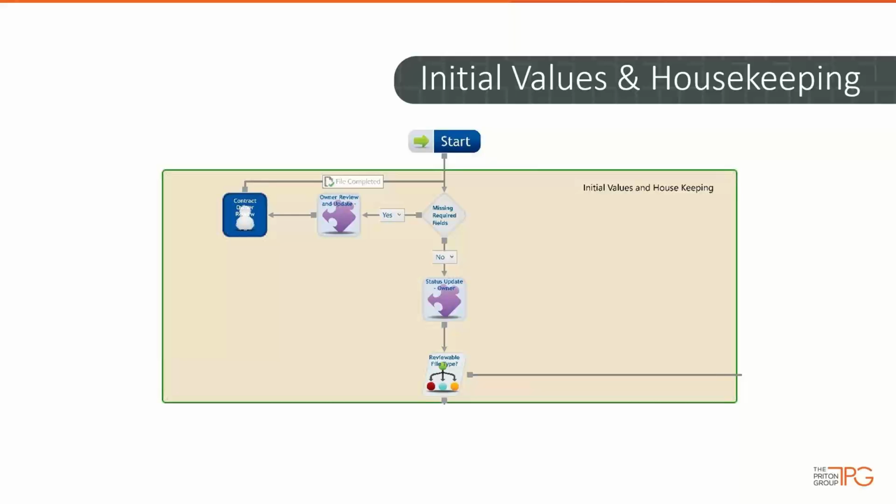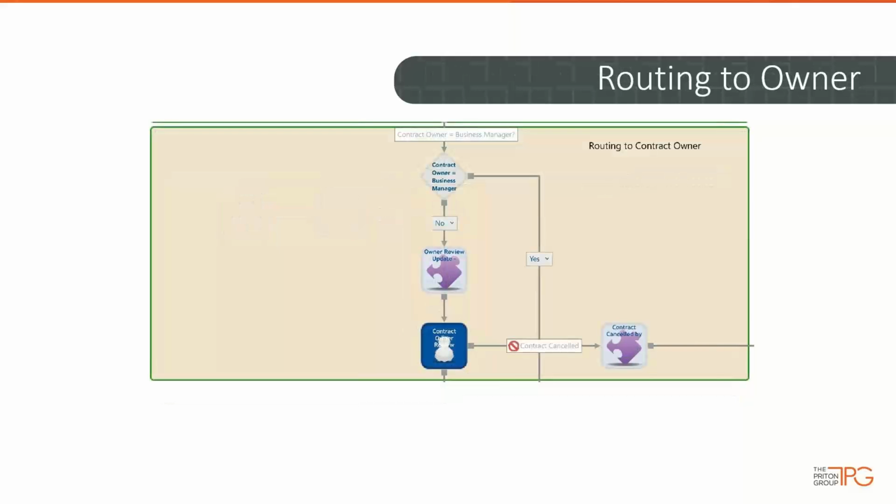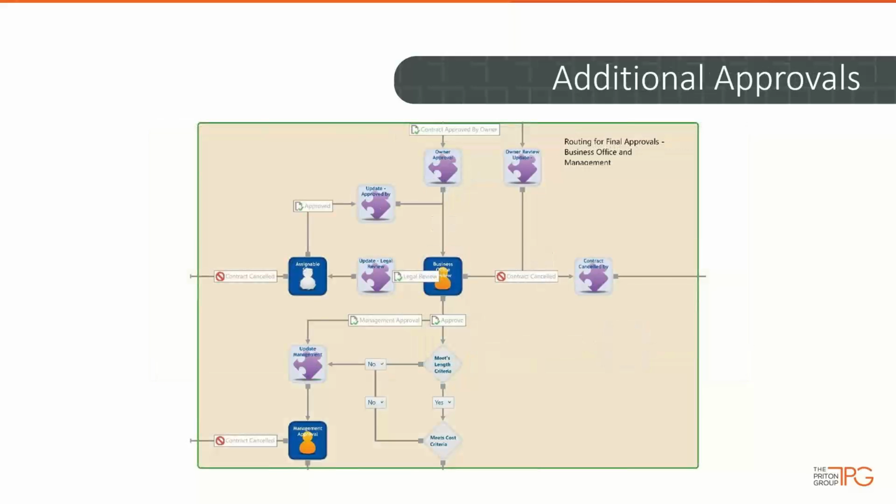In here, we start by checking the contract for any missing fields that are required, and then we also update the contract status accordingly. So once that's all taken care of, then the contract is routed to its owner, where it will then be assigned for review. That owner can either cancel it or approve it.